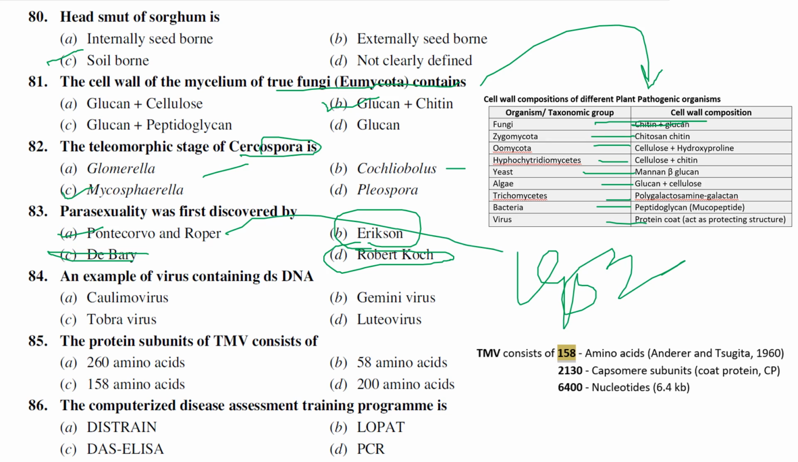Next one is given example of virus containing double-stranded DNA. Caulimovirus, Gemini virus, Tobra virus, Lutiovirus. So the best example of double-stranded DNA virus is Caulimovirus, or cauliflower mosaic virus. The next one is protein subunits.